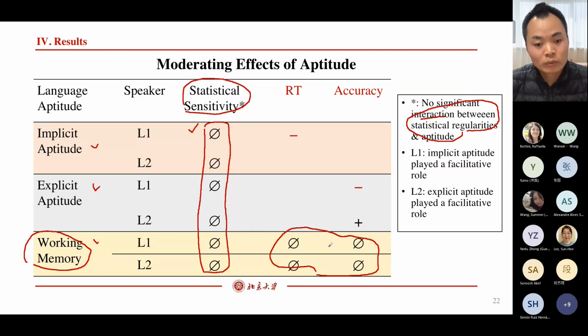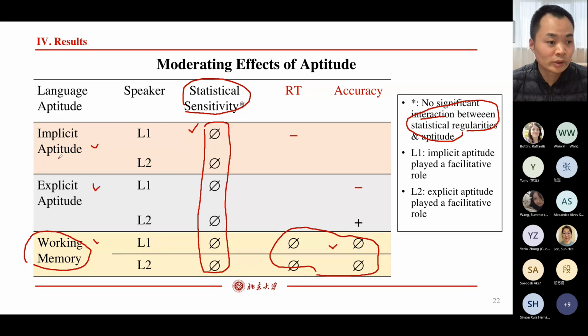So I think more research can be done in this regard, because I'm not 100% sure about the robustness of my results. But I have a student who is currently working on this topic and trying to explore whether working memory plays a role in the acquisition of multi-word sequences. But as we can see here, implicit aptitude and explicit aptitude do play a role, but they show different patterns.